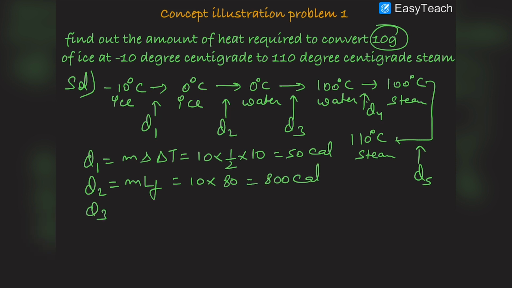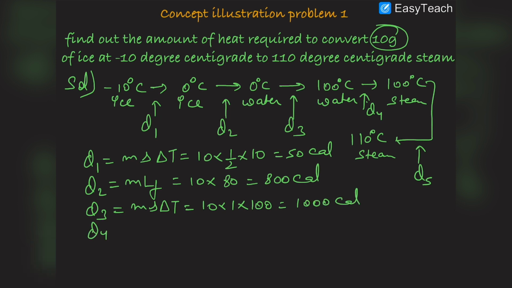Now in Q3 you can see that water is being converted, the temperature of water is being raised to 100 degrees Celsius from 0 degrees Celsius. So the heat involved would be ms delta T. Now m again would be 10, s would be 1, and delta T would be 100. So it is equal to 1000 calorie.